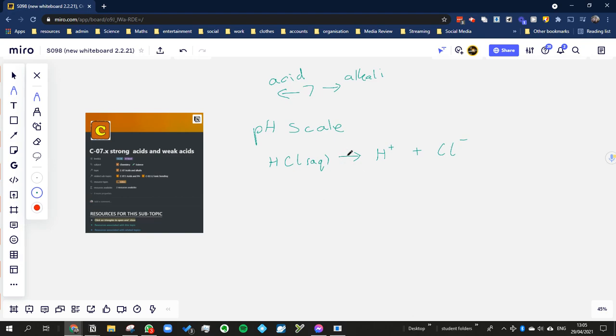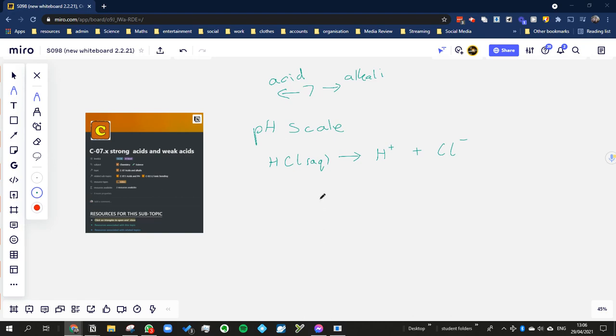And it does this completely. It's not like some of these molecules split up and some of them don't. They all split up. Maybe that's on the assumption that there was enough water to do that with, but we'll just say that they all split up for now at this stage. This is not the case for all acids, but it is the case for so-called strong acids. So you can probably guess what a weak acid does. It doesn't completely do this when dissolved in water.